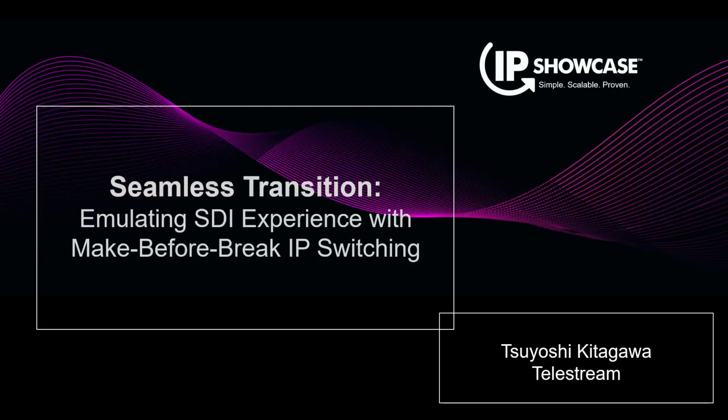So these days, people are adopting IP technologies, especially for huge-scale broadcast facilities, because IP technology offers high flexibility and high scalability. However, there are applications where the SDI system works better. One of those would be the camera shading application, which requires seamless switching.